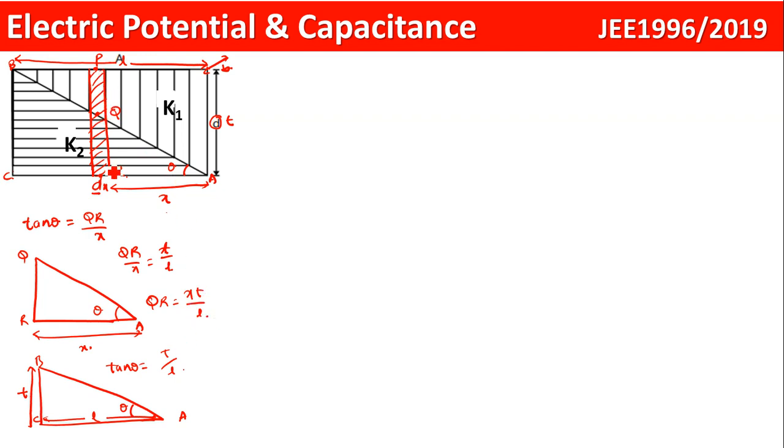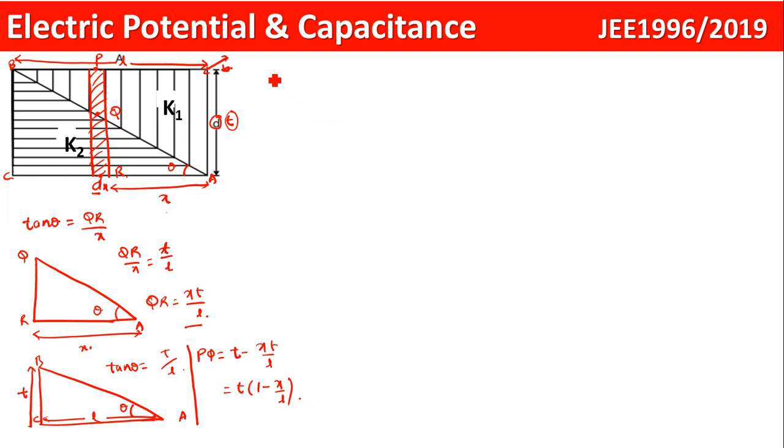Now what about PQ? I would like to find PQ now. From the total separation between the two plates T, if I subtract QR, I'll get PQ. So that is T minus QR, and QR is nothing but xT by L. Let me take T common: PQ is T times 1 minus x by L. Understand? Now if you see properly, PQ and QR will become two capacitors which are connected in series.